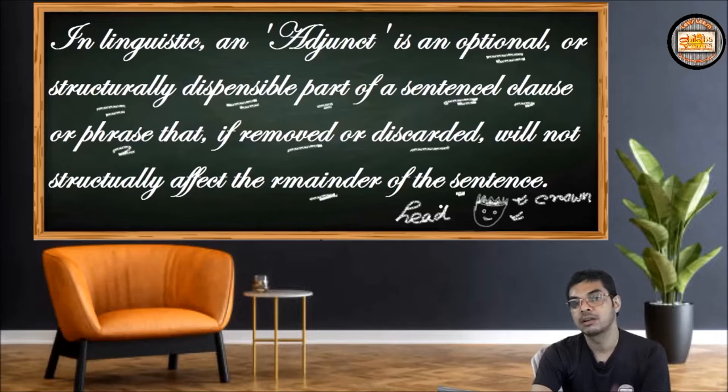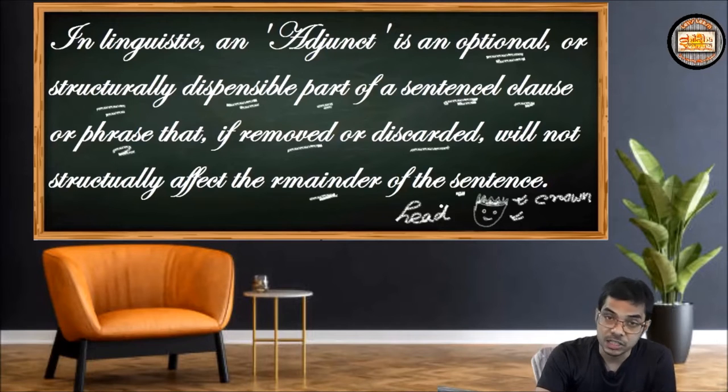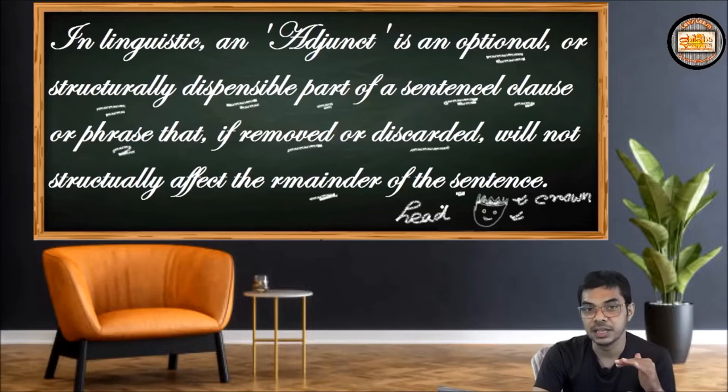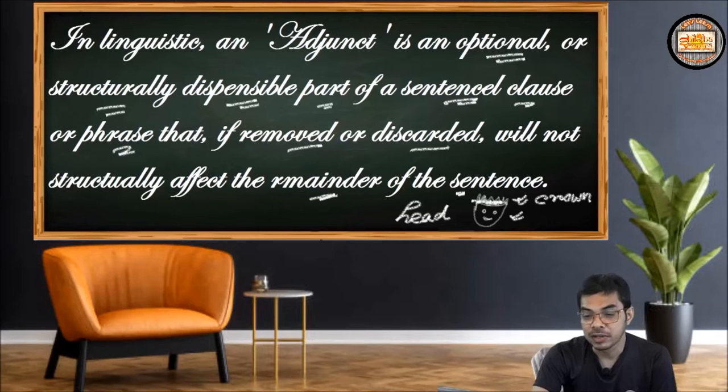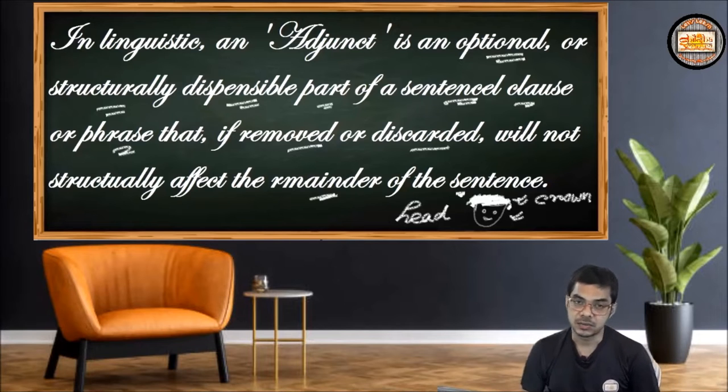So, adjuncts are like the crowns for a sentence. These are options, these crowns are but optionals. You may wear them or you may not. But if the crown is there on your head and you remove it, you would remain the same person. There won't be any change in your character. So it happens with our sentences as well.